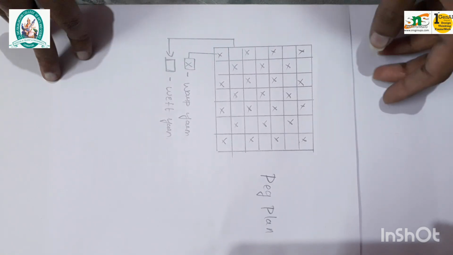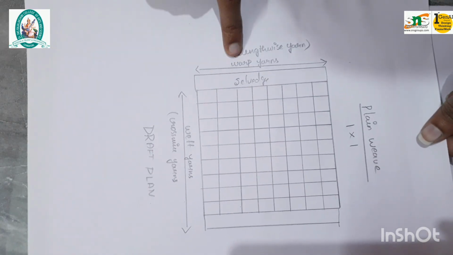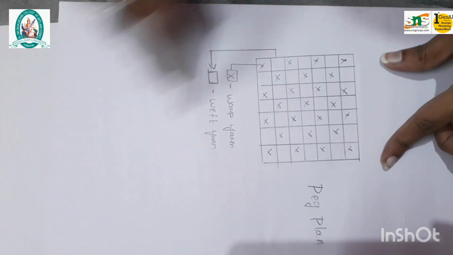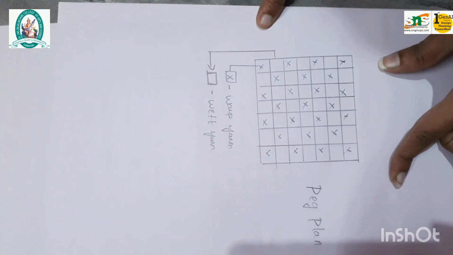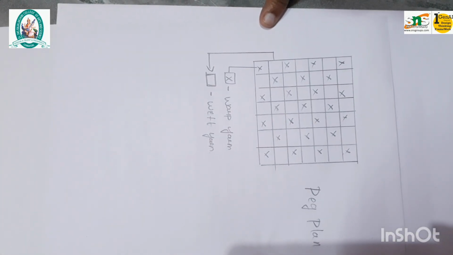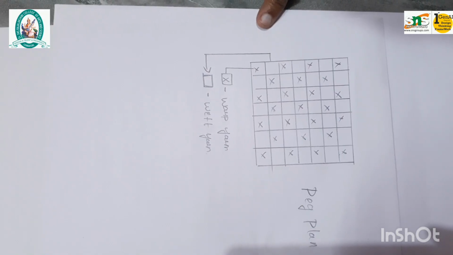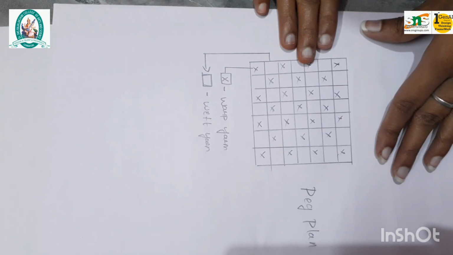Finally we have learnt about the draft plan. This is the draft plan for the plain weave, and this is the peg plan for the plain weave. This is the structure we have already seen on the fabric. So finally we have completed the plain weave.